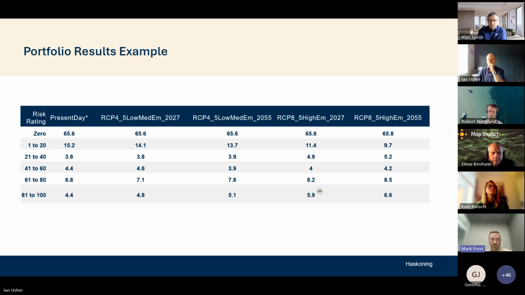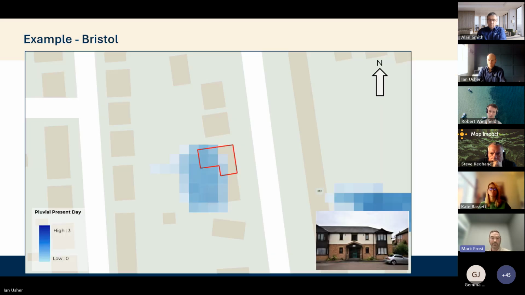And this is an example of how the scores can be a really beneficial angle for analysing a large portfolio. This is looking at the percentage of those assets that are zero risk present day, what percentage is at high risk, and how that's likely to change in the future under different RCP scenarios and at different time points. We've selected 2 different time points here, but you can very quickly get an understanding of what percentage of your portfolio is at risk, and how that's likely to change in the future to assist with future planning.